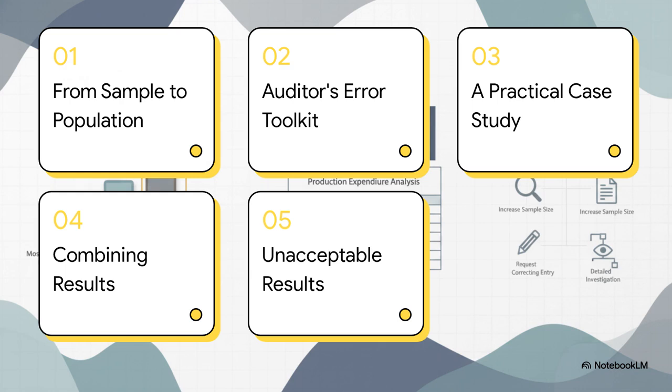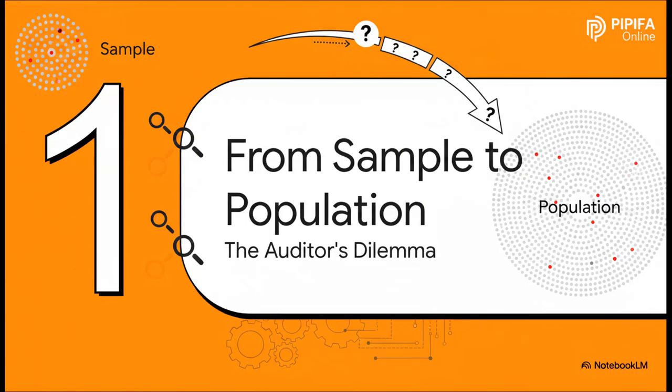So here's our game plan. First, we'll get into the core challenge. How do you even begin to project from a tiny sample to a massive population? Then we'll open up the auditor's special toolkit. After that, we'll put those tools to the test in a real-world case study, see how to combine all the results for the big picture, and finally, figure out what on earth you do when the numbers just don't look right. Okay, let's get into it.